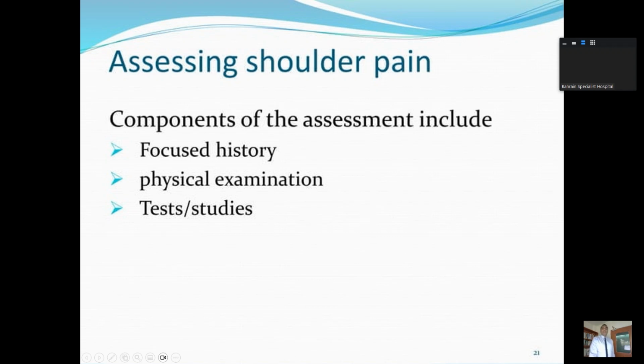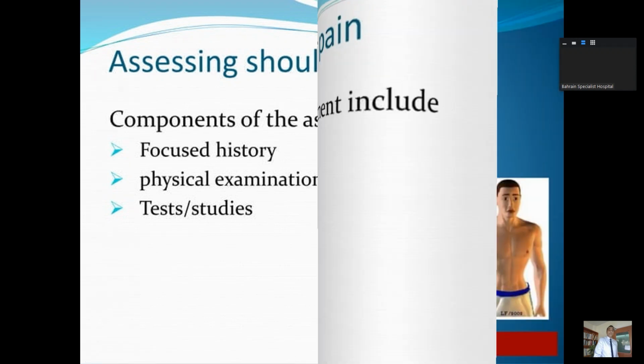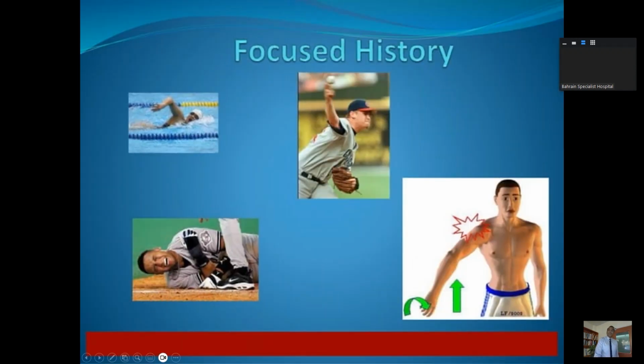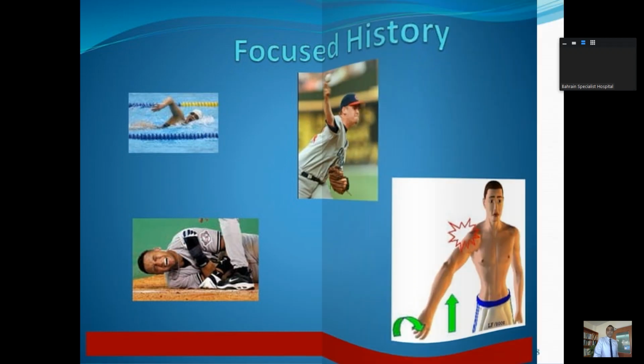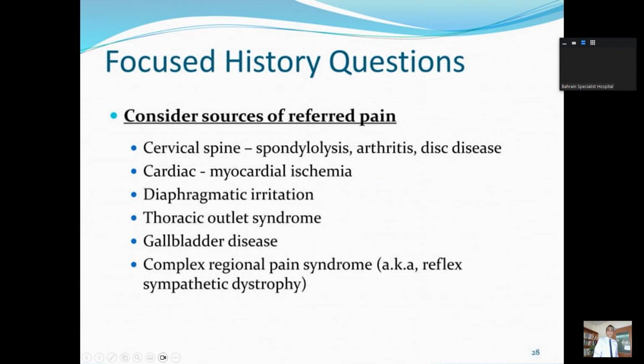In assessing shoulder pain, the components of assessment include focused history taking, physical examination, and tests. In focused history taking, the most important thing is the mode of injury. Since when has the pain started? Is it associated with injury? Most of the younger patients report a history of injury associated with the tear. However, many of the elderly patients say they don't remember any history of injury. So the occurrence of pain will be spontaneous in most of the elderly patients.